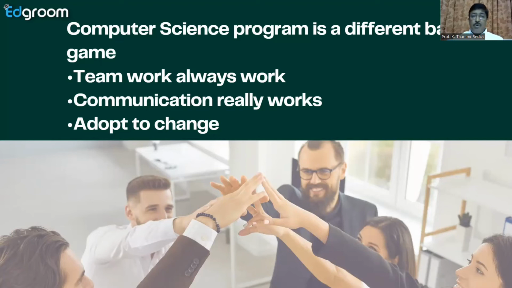So with these three important things, I request once again the student fraternity and parents to check whether your son or daughter likes to work as a team, has good communication, and is ready to adapt to change. That means a quick learner. If you don't have any one of these, you had better start transforming yourself, otherwise you may not fit into the industry. So before you move into a computer science program, please look at these keywords, three important elements.